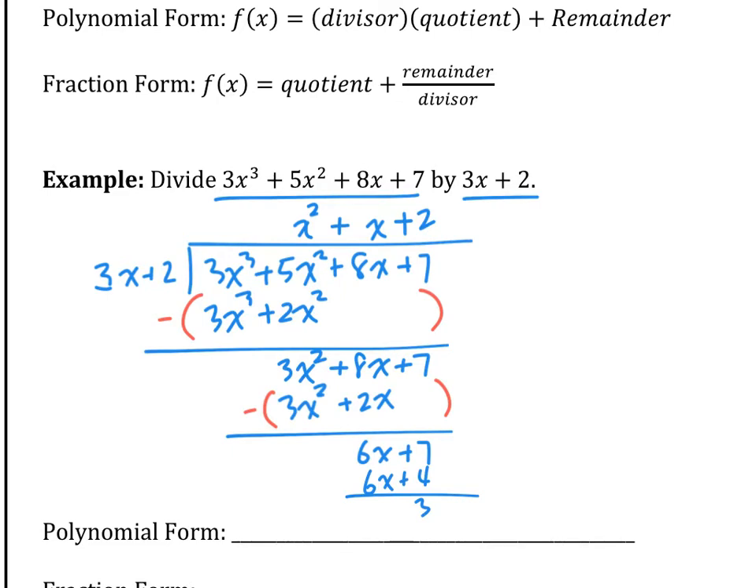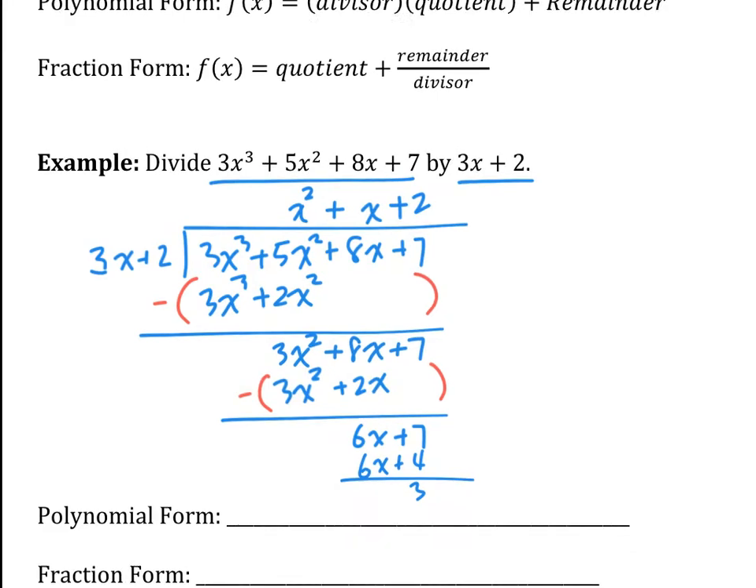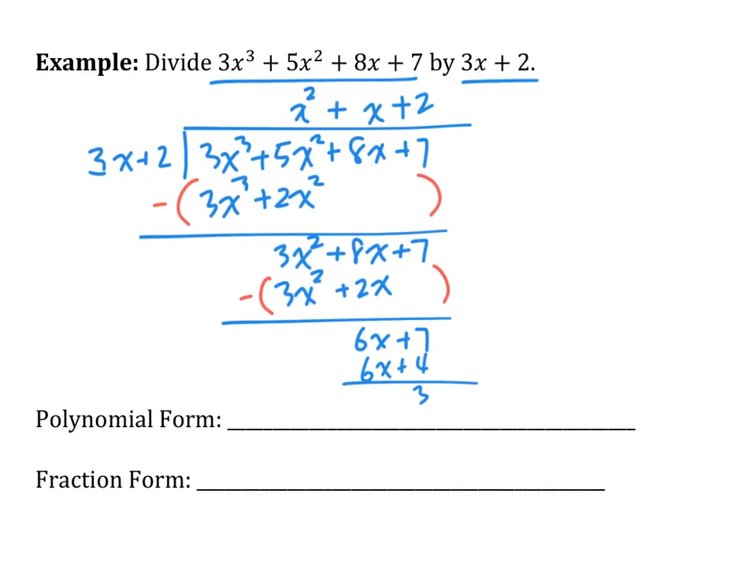All right, let's go ahead and write the answer in both polynomial form and fraction form. Fraction form is a little easier, so let's start with fraction form. Fraction form is quotient plus remainder over divisor.